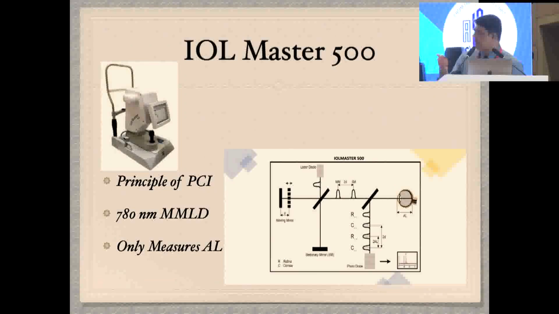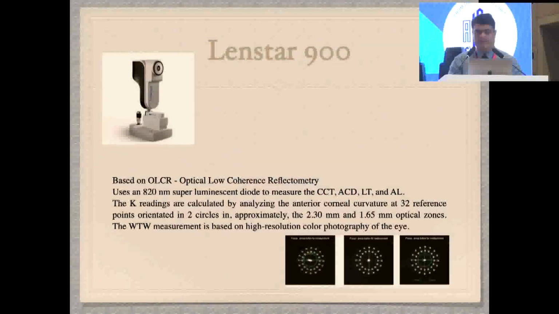The first optical biometer which came in the market was IOL Master 500, and it was based on the principle of partial coherence interferometry. It used a 780 nanometer multimode luminescent diode. But the limitation here was that IOL Master 500 only measured axial length truly optically. All other parameters which we need for the newer generation formulas, like the anterior chamber depth and lens thickness, were not measured by IOL Master 500.